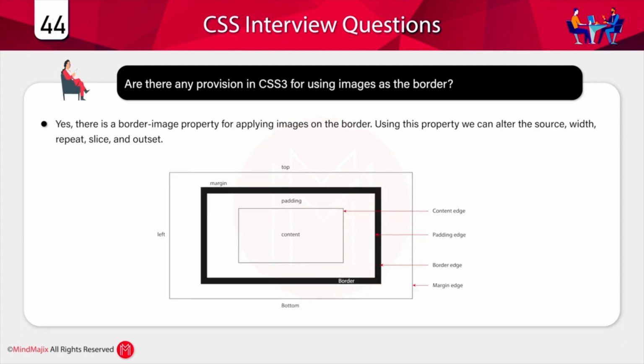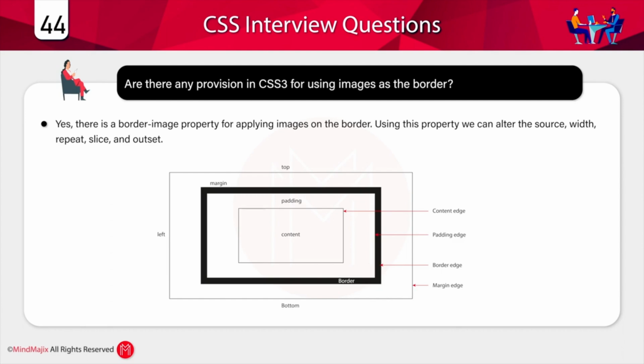Is there any provision in CSS3 for using images as a border? Yes. There is a border-image property for applying images on the border. Using this property, we can alter the source, width, repeat, slice, and offset.